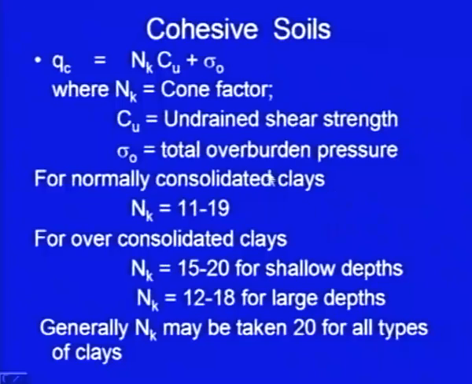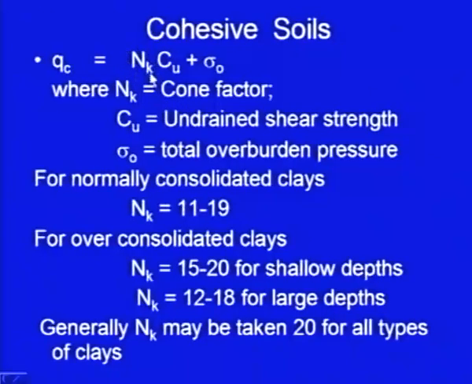Some expressions, some relationships are also available for cohesive soils. Only one I have given here. If you know QC, you can correlate it with the undrained shear strength of the cohesive soil. The expression is QC equal to Nk into Cu plus sigma 0. Nk is a factor which is known as cone factor.